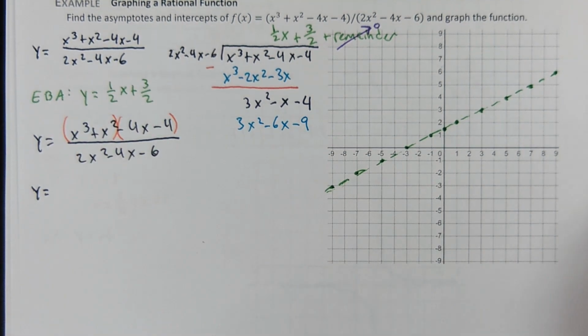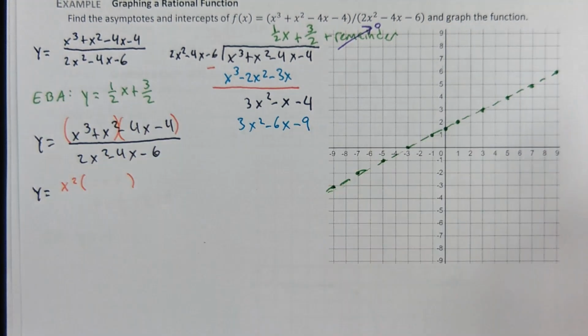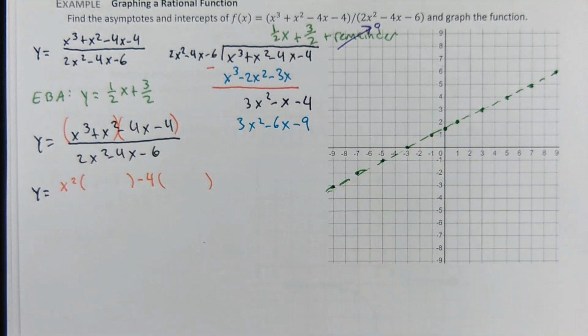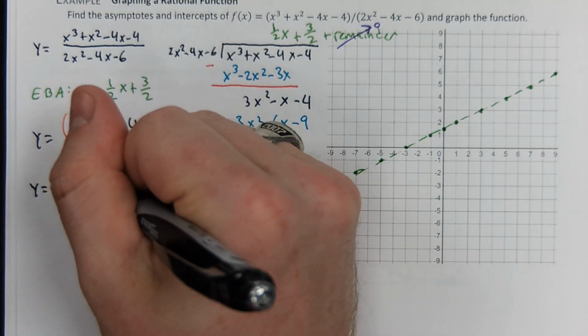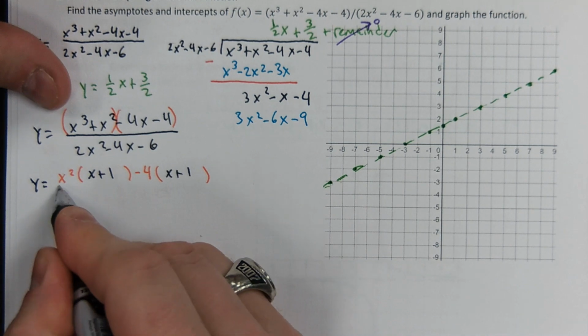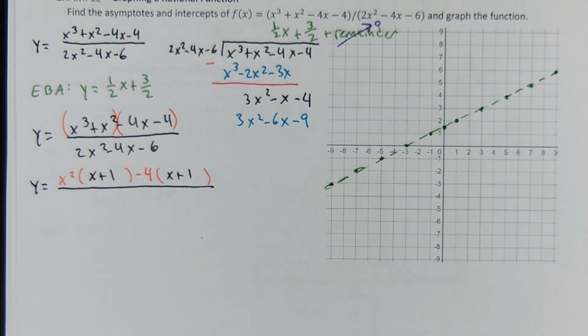In the first orange group, what's the GCF? X squared. And in the second orange group, what's the GCF? -4. And in both of them, what's going to be left inside is an x plus 1. In the denominator, start with the fact that it has a GCF of 2.